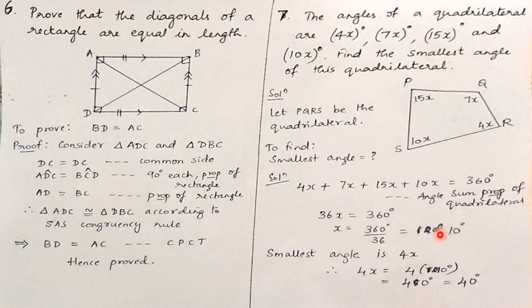Since it is not a fraction, it is very easy to find out which will be the smallest. So if x is 10, 4x is the smallest angle of all the four angles here. So smallest angle is 4x. The value of x is 10 degree. So 4x is nothing but 4 into 10, which is 40 degree. So the measurement of the smallest angle of this quadrilateral is 40 degree.